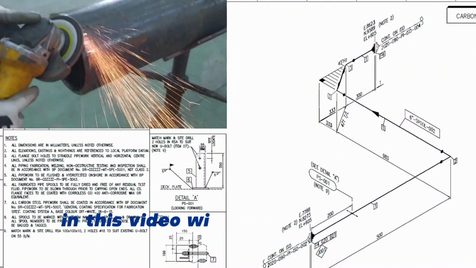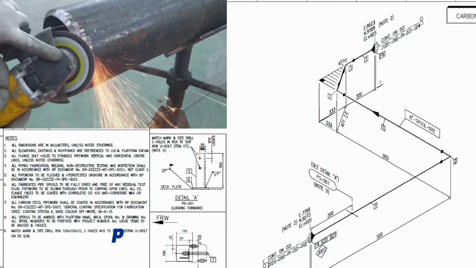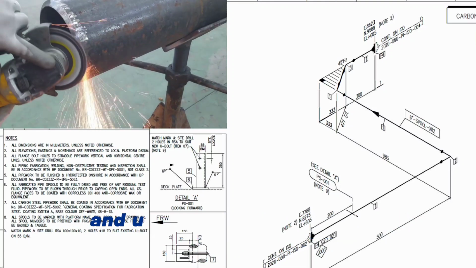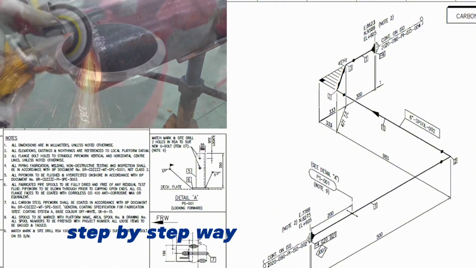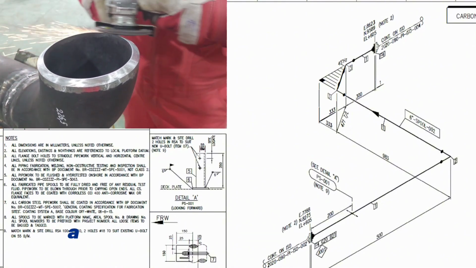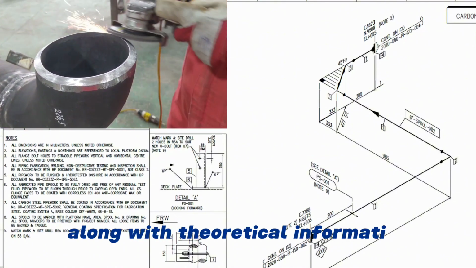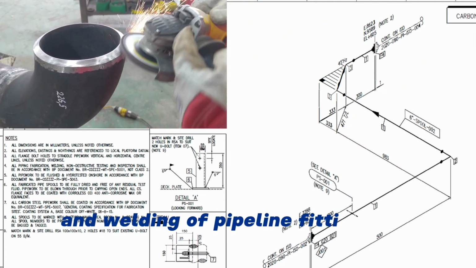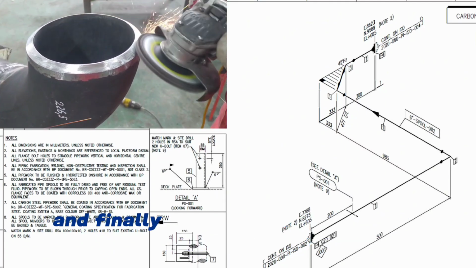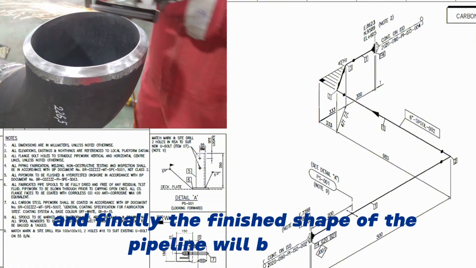In this video we'll guide you through the process of reading piping isometric drawings and understanding the bill of materials in a simple step-by-step way. Also, in this video, along with theoretical information, the process of practical preparation and welding of pipeline fittings for manufacturing, and finally the finished shape of the pipeline will be shown.